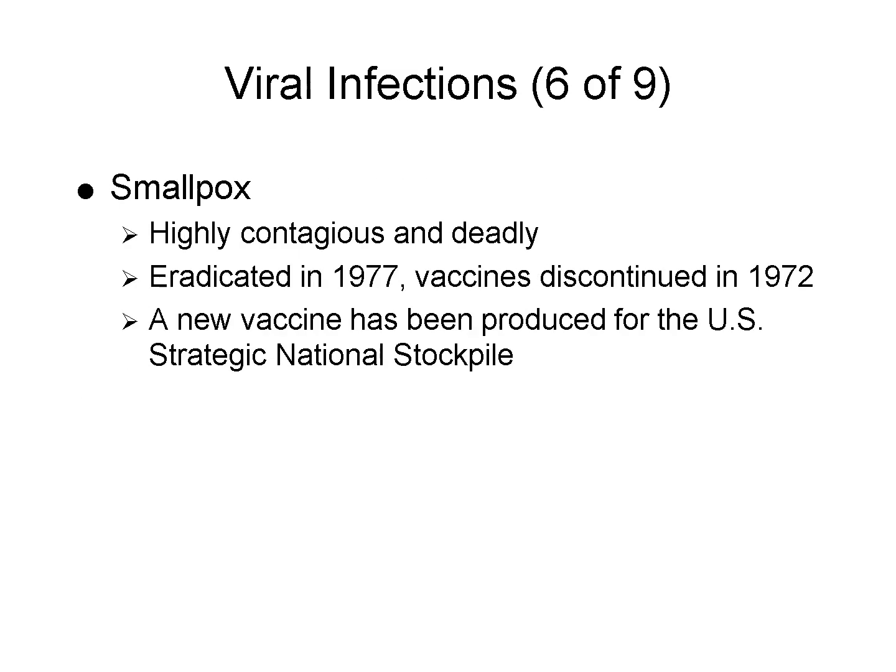Smallpox was a highly contagious and deadly disease, but was declared eradicated in 1977. Routine vaccination ended in 1972, but a new vaccine now exists as part of the U.S. Strategic National Stockpile. Though no longer a natural threat, smallpox remains a concern for bioterrorism preparedness.